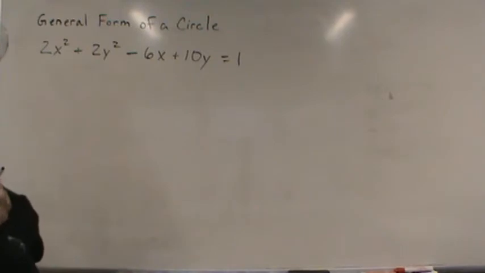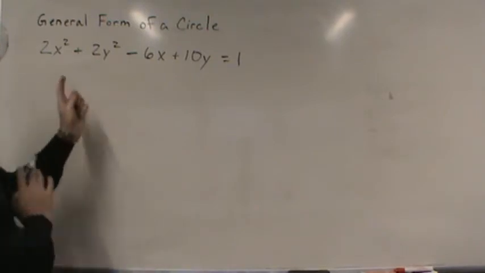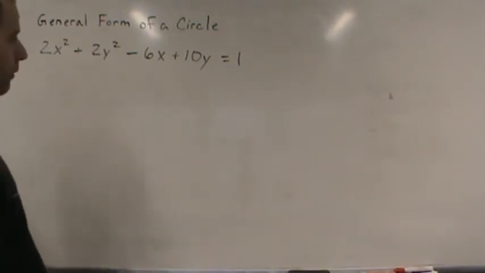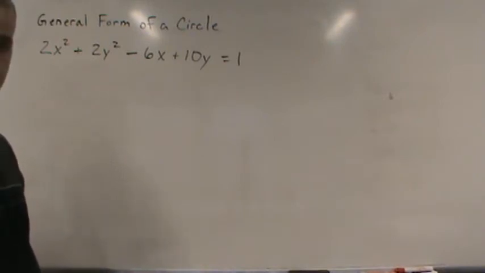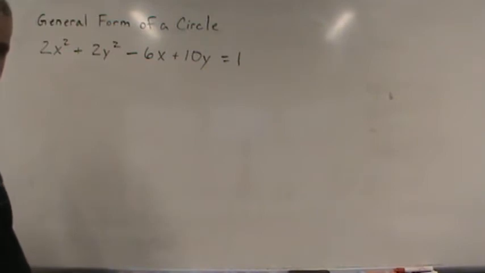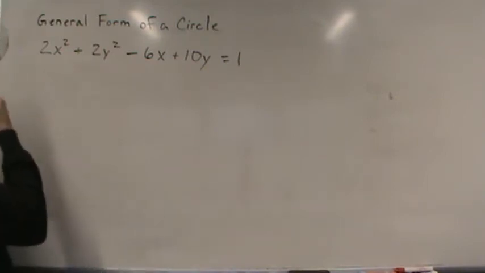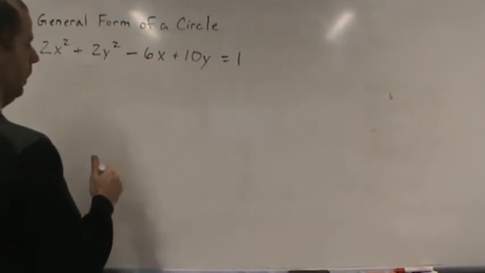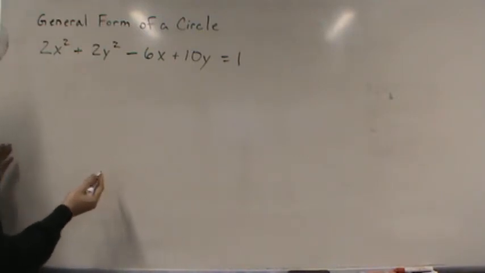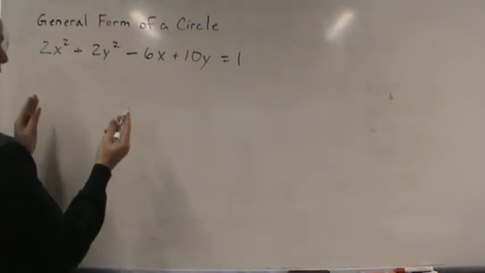Okay, so let's look at this one here. So again, we've got the general form, and we want to determine whether this is a circle or not. And if so, let's see what the radius and the center are. So again, we're going to complete the square twice. And so what I'm going to do is group the y's and x's together.